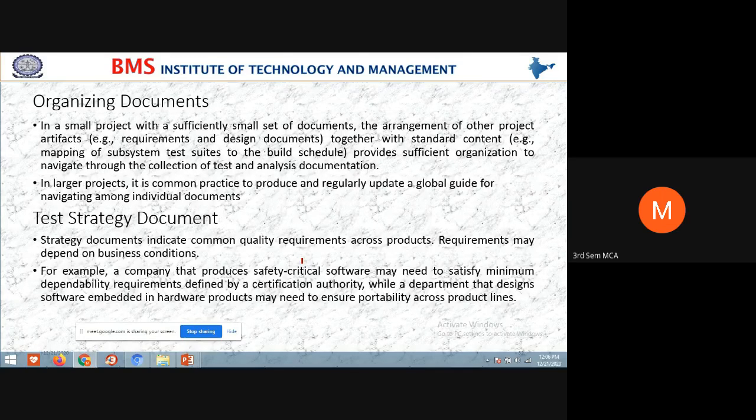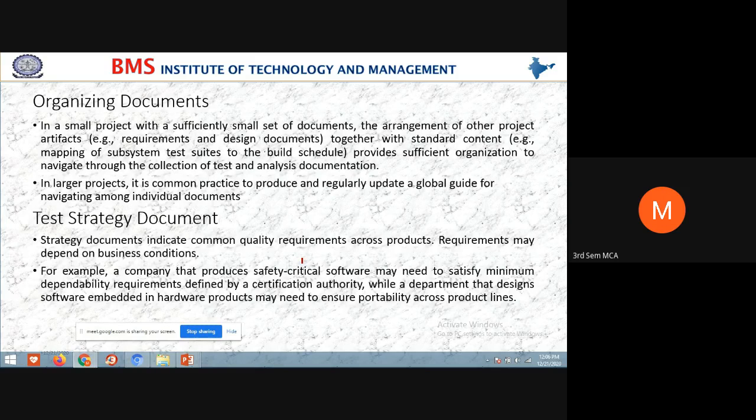Then mapping from one system. If you take a table, employee ID is the primary key in one table, and that primary key I'm using as a reference key in the other table. So wherever we are mapping the content, everything should be available in the document.